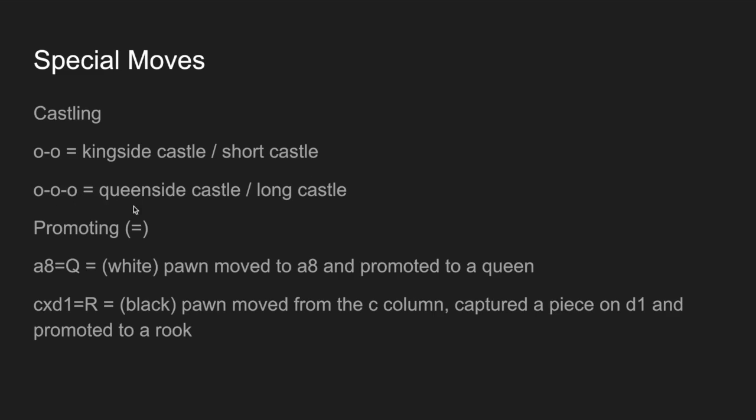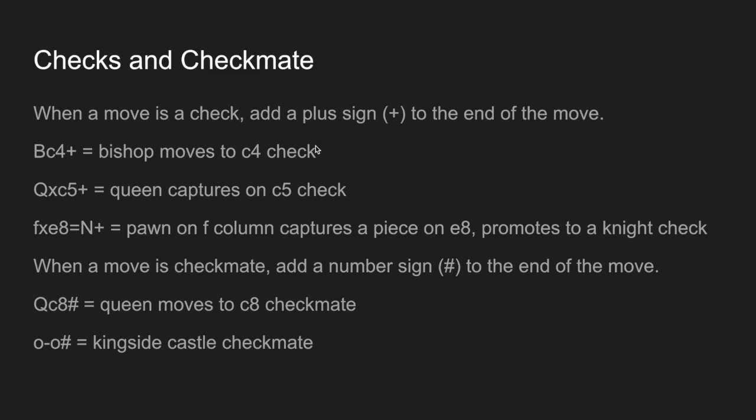When a pawn promotes, we use the equal sign. A8 equals Q means a pawn moved to A8 and promoted to a queen. CXD1 equals R means a pawn moved from the C column, captured a piece on D1, and then promoted to a rook. So what about for checks and checkmate?